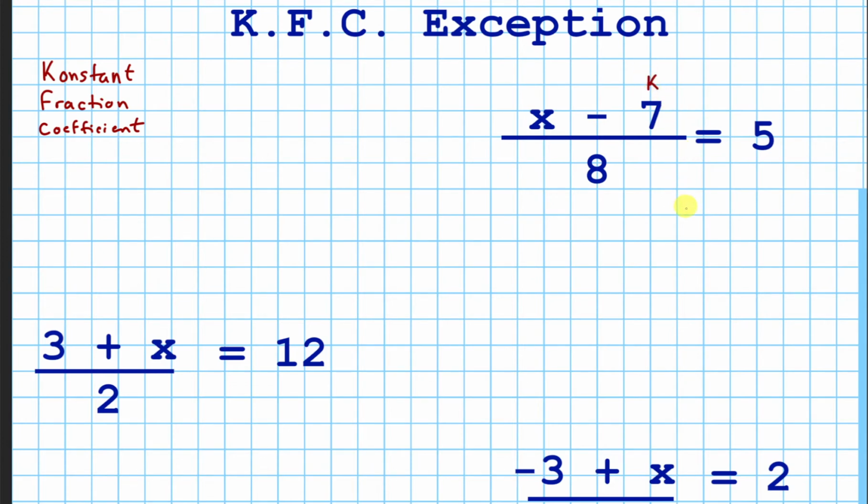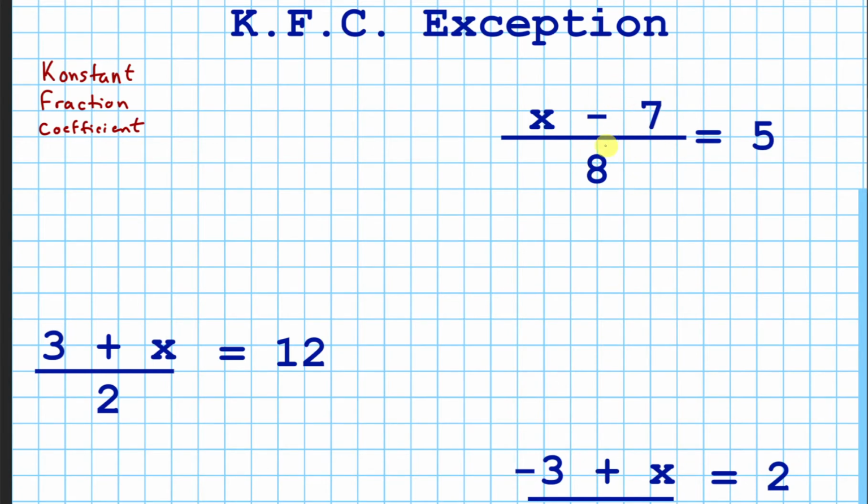The constant's right here, it's this -7. The fraction right here, it's the bottom of that 8 right there. And the coefficient would be right here next to the x. If I'm using the K.F.C. method, you would think, okay, we eliminate the 7 first, then we go and eliminate the 8, and that'll give me my x. But watch what happens when I do that.